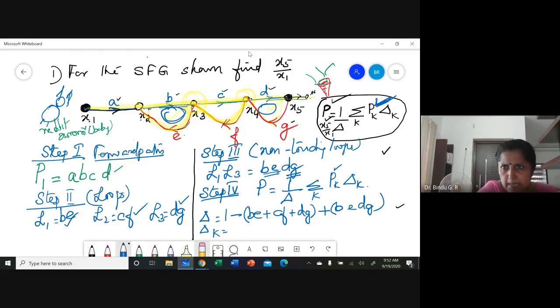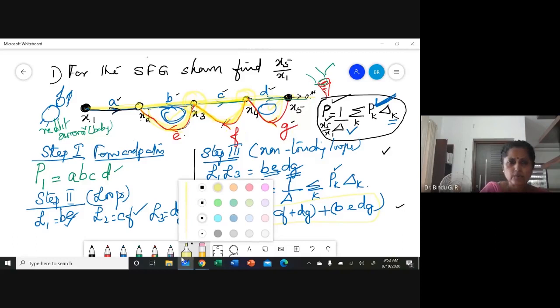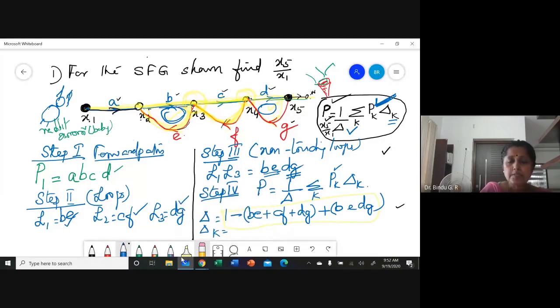So I got PK, I got delta. Now I am focusing on delta K. What is delta K? Delta K is the value of delta itself, but for that part of the graph which is not connected to the kth forward path. Delta K in my case will be delta 1, because I have only one forward path P1.